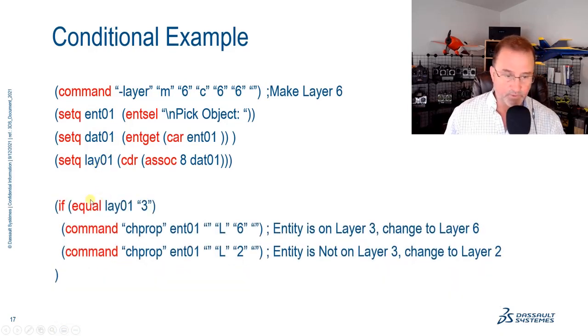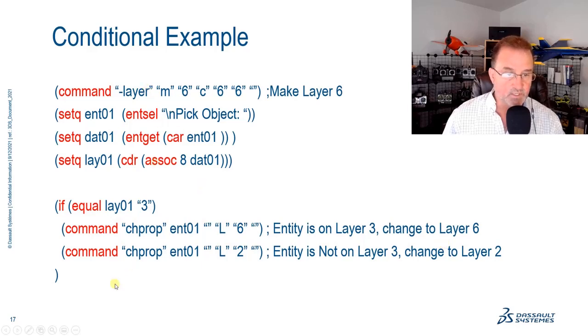So here's an example that might be interesting. If I say if the layer variable is equal to 3, then do this. We're going to use a command called change properties, chprop. We're going to grab the item. When we run this command, it's going to say select objects, and then we're done selecting objects, so we hit enter. One of the options under the change property command is L for layer. So we're going to type L for layer, and then we're going to put in 6. So if the entity is on layer 3, if this is true, we're going to change it to layer 6. If it's not true, we're going to take that entity and move it to layer 2.